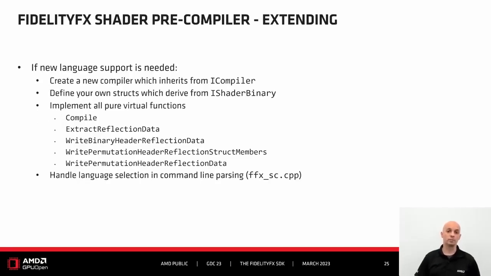The precompiler is also easily extendable for new languages. If new language support is needed, create a new compiler class that inherits from our compiler interface, define a new shader binary structure, which inherits from our shader binary interface, and implement all compiler virtual functions needed to compile, extract, and write the various data out to file for inclusions in your own custom backend. You could then add an execution path to your new compiler by adding support for an additional language command line argument in ffx_sc.cpp.